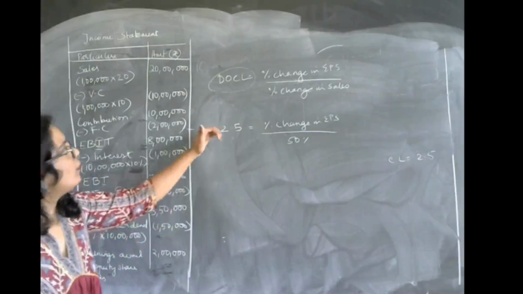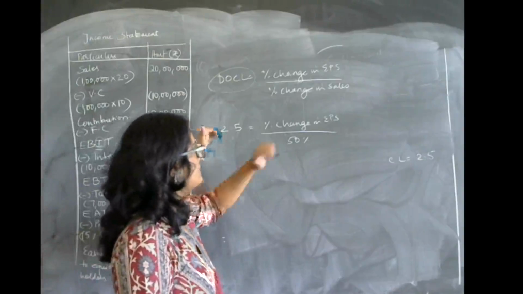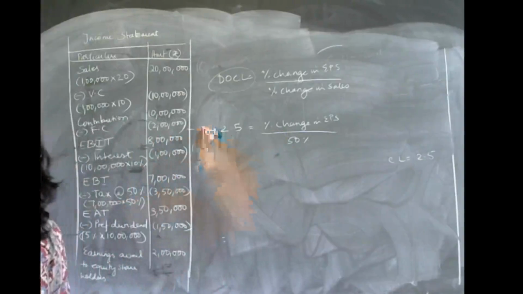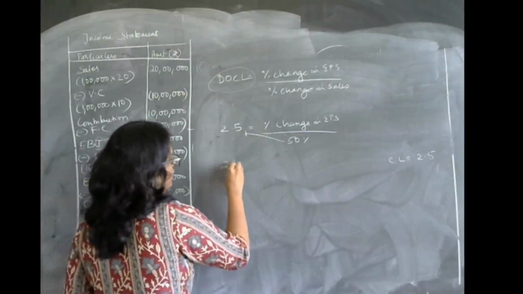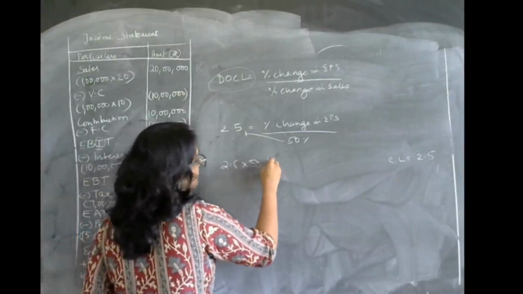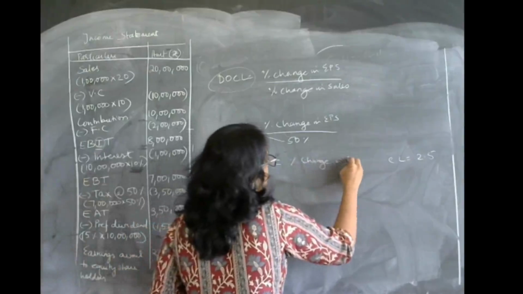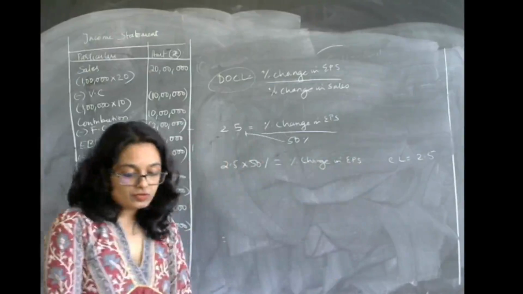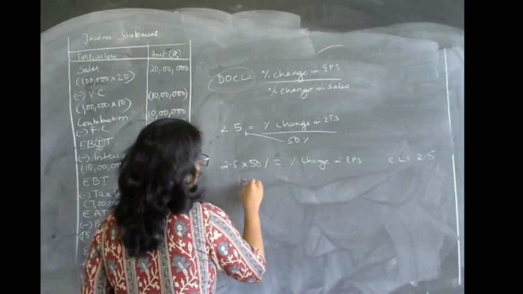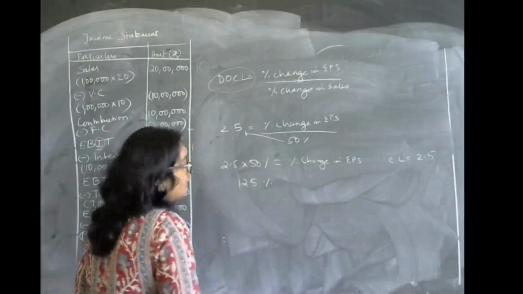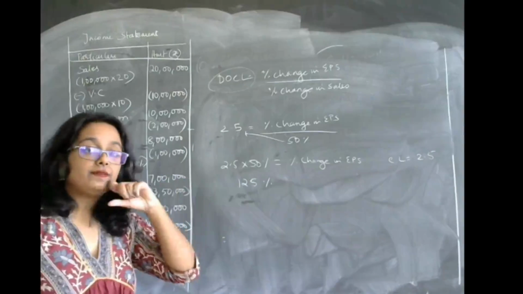So we know the degree of combined leverage. We know the percentage change in sales. Now if we want to know the percentage change in EPS, we just have to cross multiply. So 2.5 into 50% is equal to percentage change in EPS. So the percentage change in EPS is how much? It is coming to 125%. Okay, so 125% is the percentage change in EPS. So we have determined the percentage.